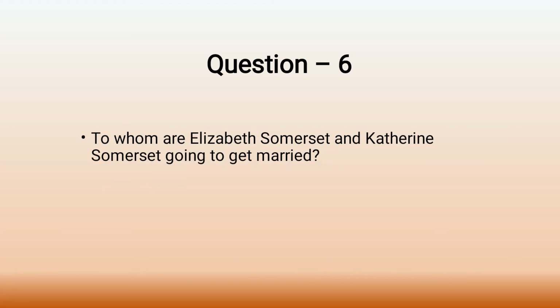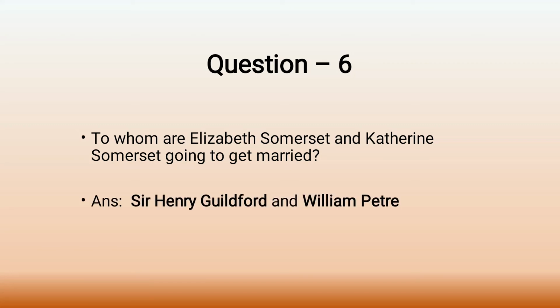And the next question is, to whom are Elizabeth Somerset and Catherine Somerset going to get married? So, who are those bridegrooms? That is the question. Try to remember. Two young knights which we see towards the end of the poem. Just remember. Yes, Sir Henry Guilford and William Peter. Okay, Sir Henry Guilford and William Peter. So these are the two bridegrooms of Elizabeth Somerset and Catherine Somerset.